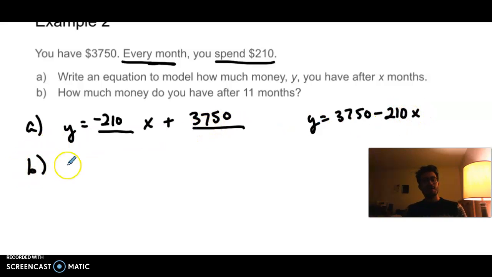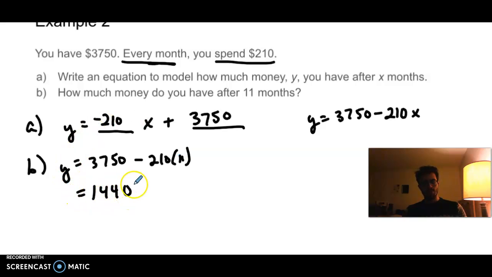Now it's asking how much money do you have after 11 months? Again, we know x is months here. We'll put in 11 in our function. So if we put that in a calculator, we will have $1,440. That's after 11 months of spending.